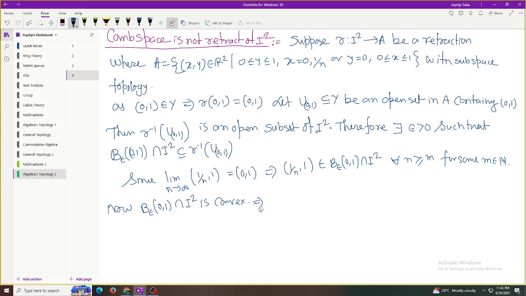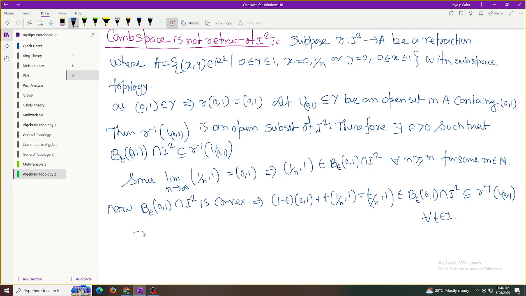Actually, this implies (1 minus t)(0,1) plus t(1 by n, 1), which equals (t by n, 1), belongs to B epsilon(0,1) intersection I square, that is a subset of R inverse U(0,1), for all t in I. Hence R(t by n, 1) belongs to U(0,1) for all t in I.